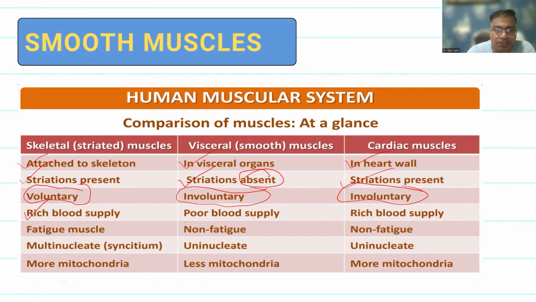Blood supply is rich in skeletal muscles and cardiac muscles. In smooth muscles, it is comparatively less. Skeletal muscles are considered fatigue muscles. They have a very small refractory period. Smooth muscles and cardiac muscles are considered non-fatigue muscles because of the long refractory period. In case of nucleus, skeletal muscles are multinucleate. They form a syncytium.